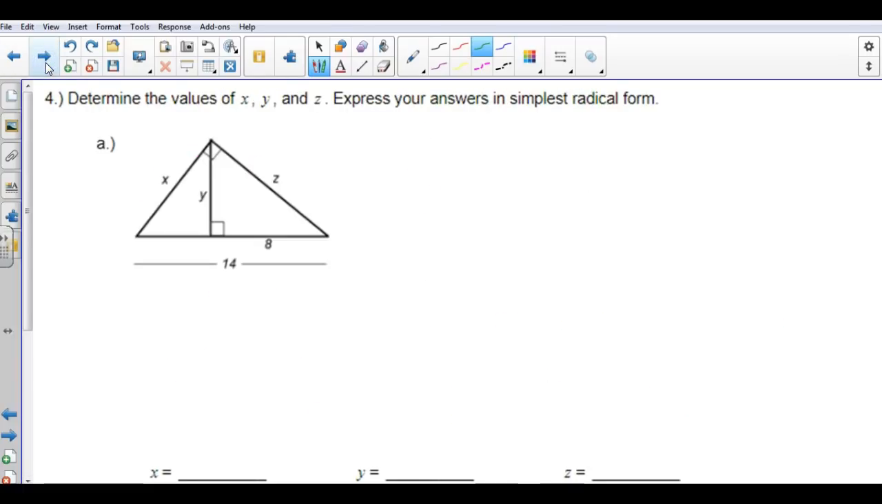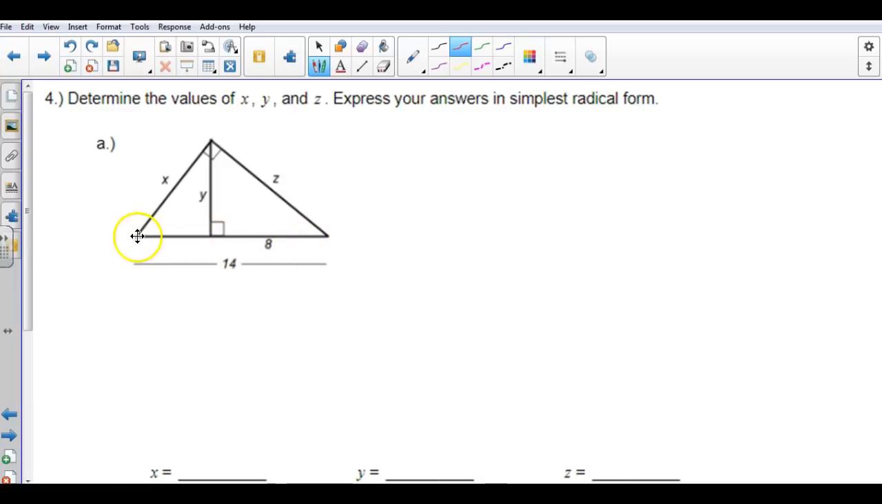And with these last couple, it's going to be the same type of problem. So what we're going to do is use our geometric mean as well, but we're going to determine the values of x, y, and z and leave our answers in simplest radical form. So I'll start off with this first one. We're given that this entire base is 14 units. I'm given that this short part is 8.